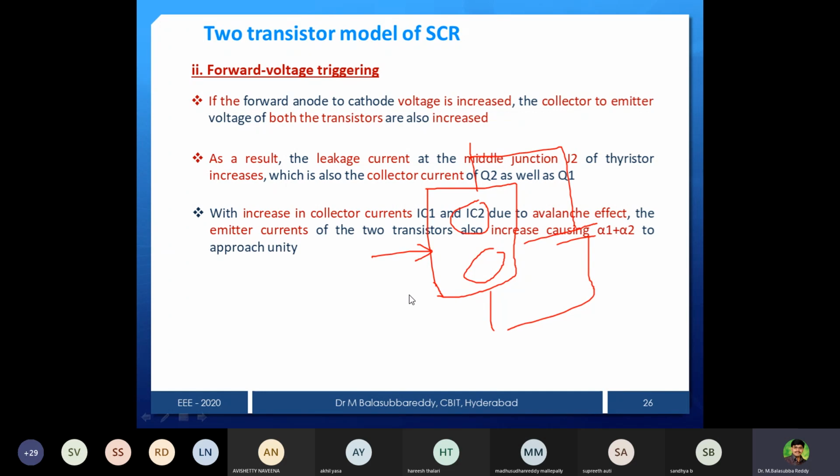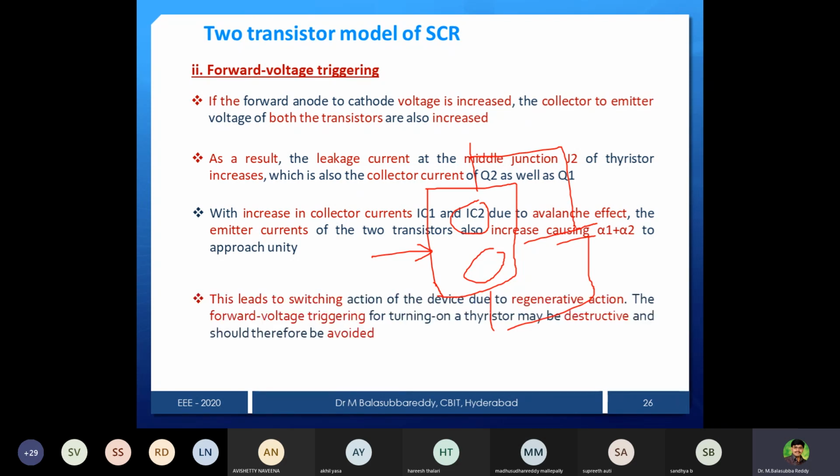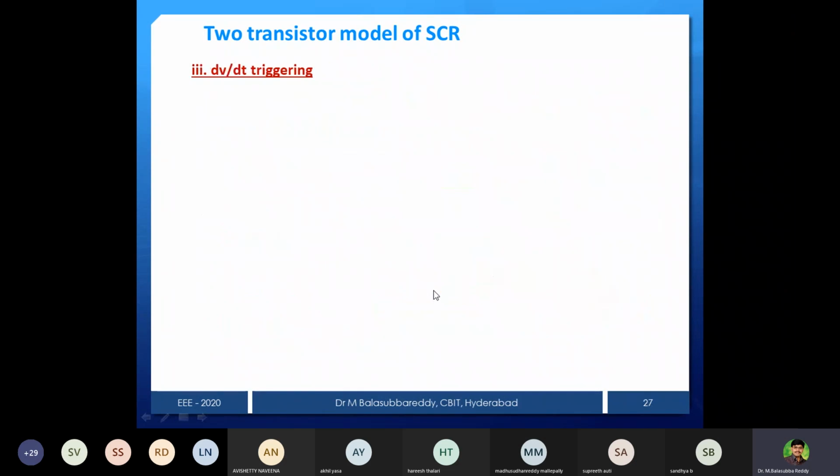So the leakage currents of transistors Q2 as well as Q1 are going to increase. With the increase in the collector currents IC1 as well as IC2, alpha 1 and alpha 2 approach unity, and that is going to fire the device. And similarly dV by dt, again the same logic.